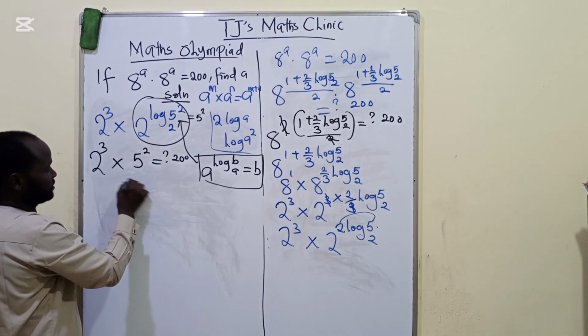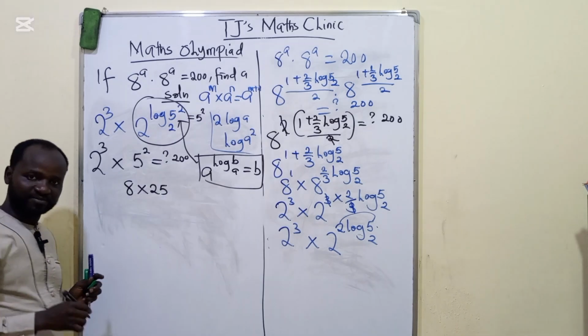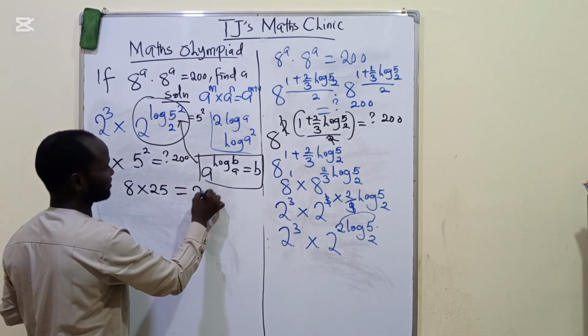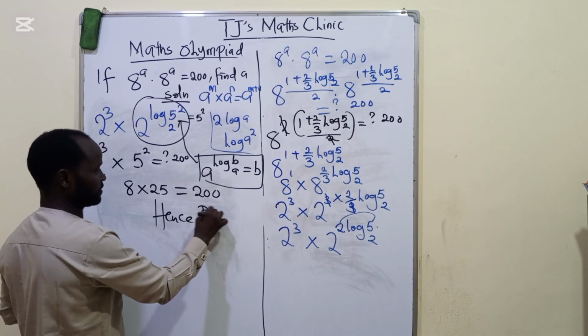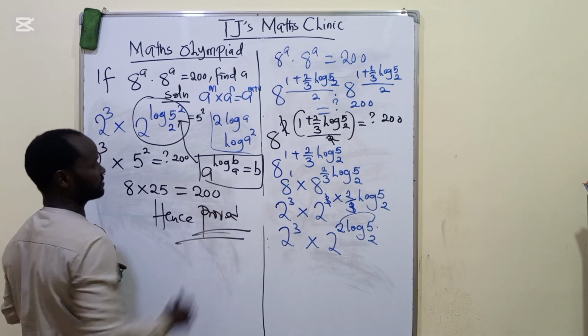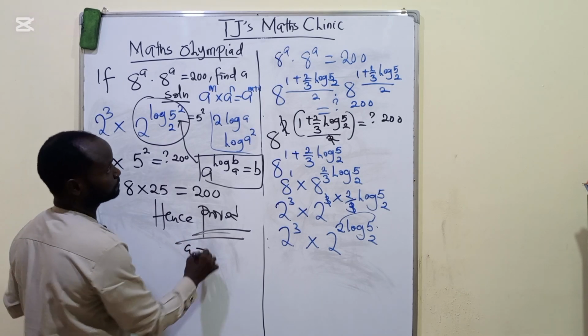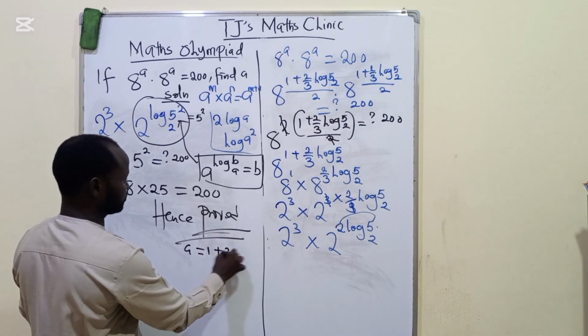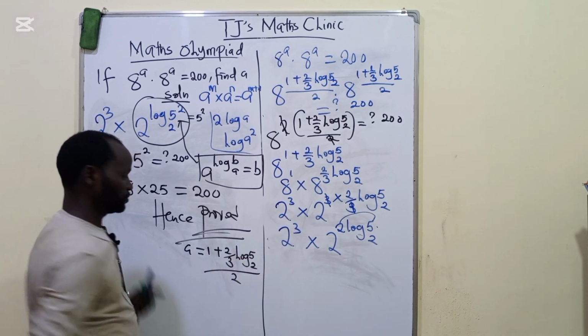2 power 3 is 8. This will be 8 times 5 power 2, which is 25. And 8 times 25 is nothing but 200. Hence, proved. Hence, the value of a truly is nothing but a equals (1 + 2/3 log 5 to base 2) all over 2.